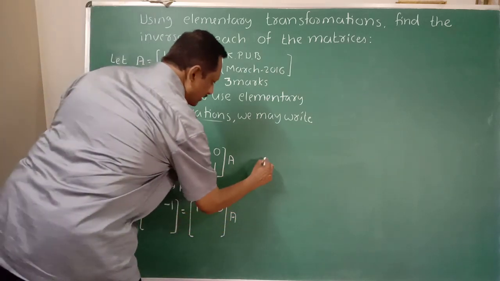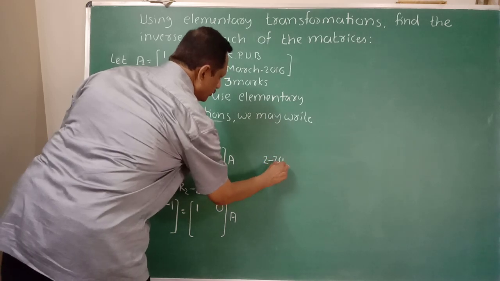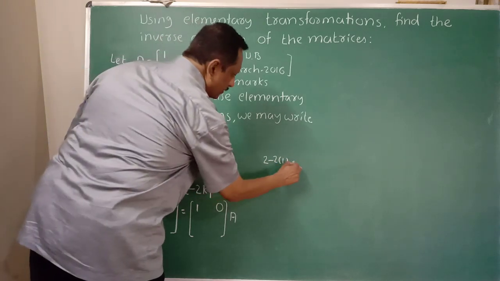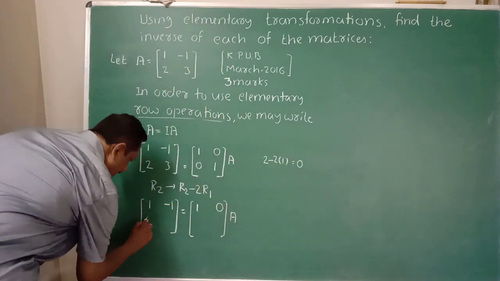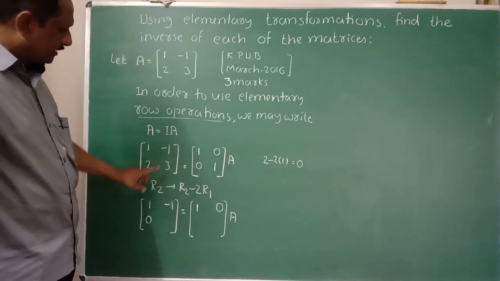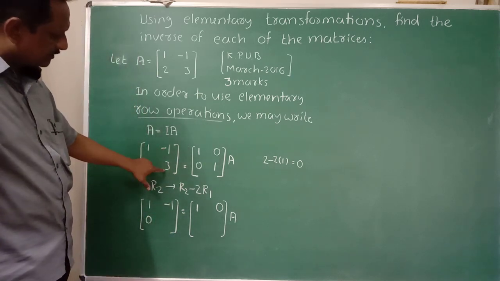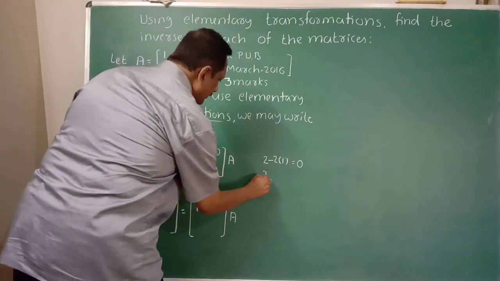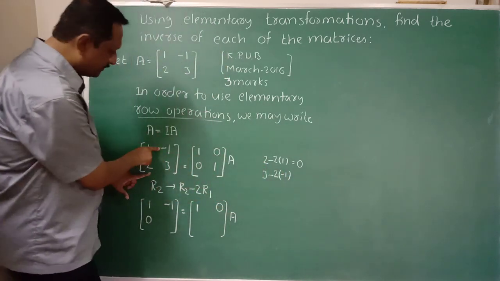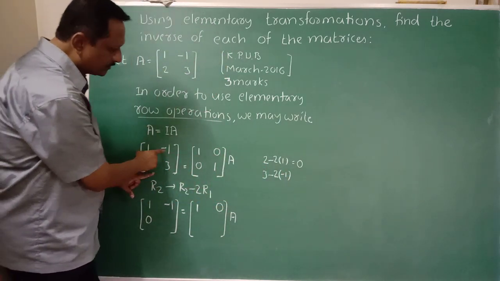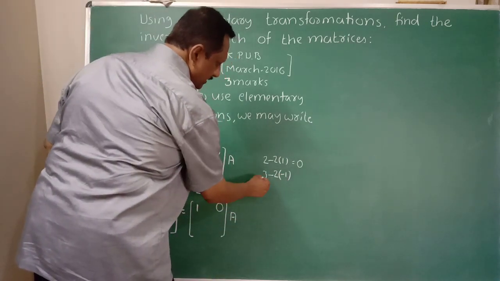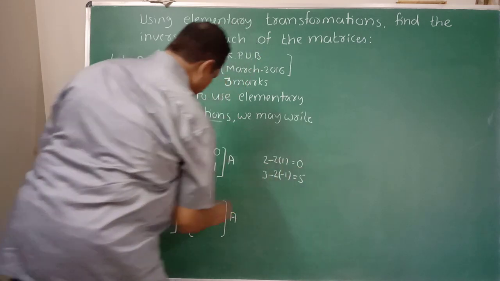Just look here. 2 minus 2 into 1: 2 minus 2 becomes 0. So this becomes a 0. Again multiply by 2 and subtract. Therefore 3 minus 2 into minus 1. Minus into minus becomes a plus, then 3 plus 2 becomes 5. So this becomes a 5.